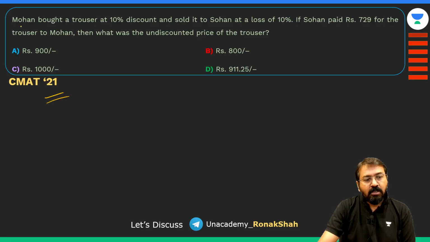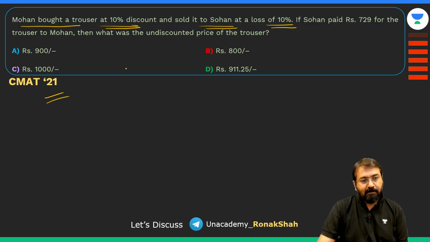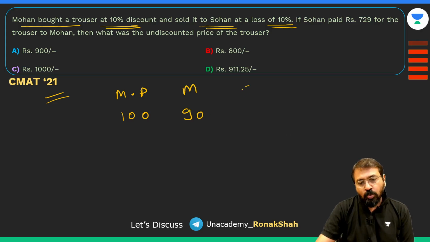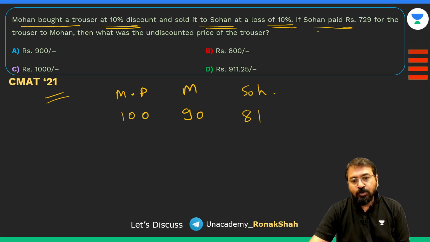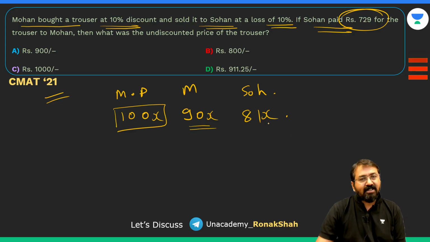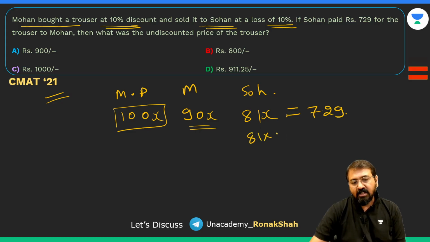Okay, 10 seconds question. Look at this question. Once again, CMAT 21. Mohan bought a trouser at 10% discount and sold it to Sohan at a loss of 10%. Okay, so suppose the mark price of the trouser was 100. So Mohan bought it at 90 and he sold it to Sohan at what price? So 10% loss, so 81. If Sohan paid 729, now we are given a value, so just put x over here, guys. Mark price was 100x, so Mohan bought it at 90x and Sohan got it at 81x. So this is equal to 729. So you can easily make out 81 into 9 is 729.